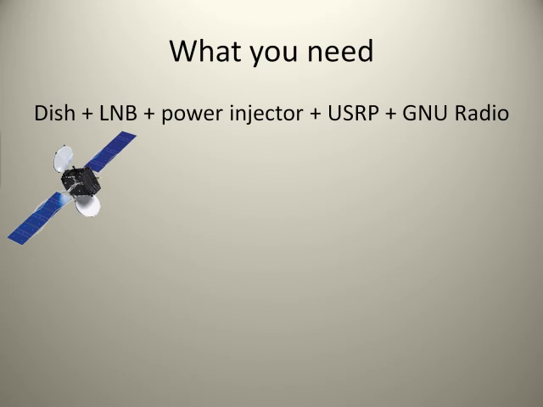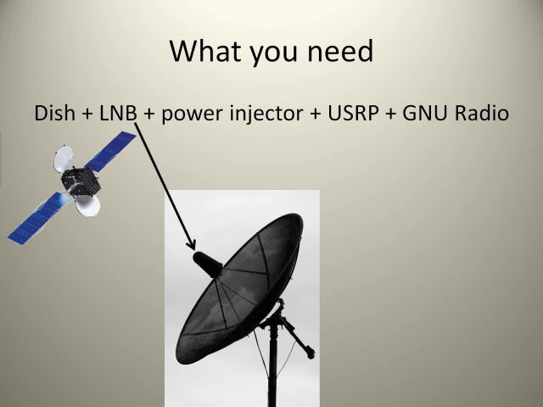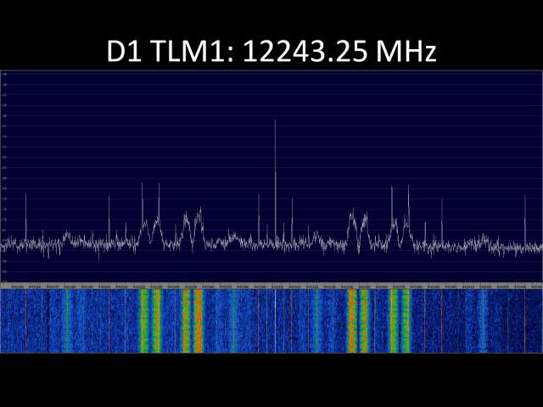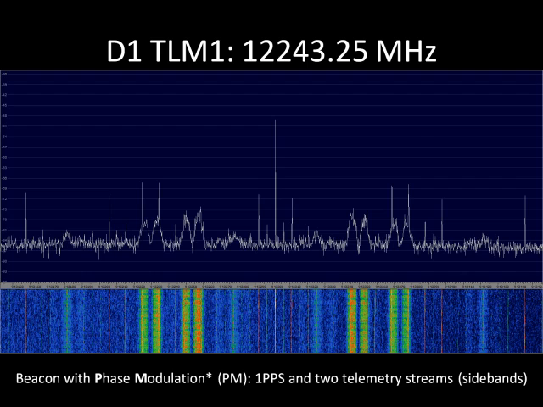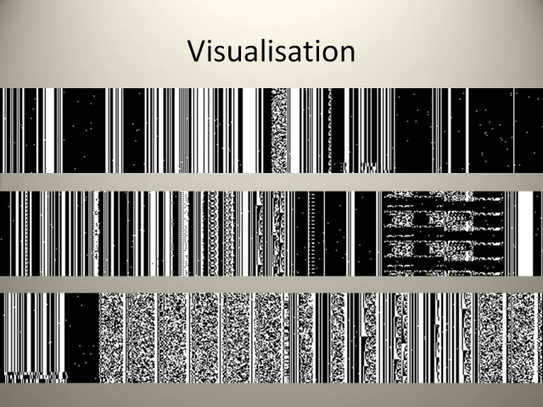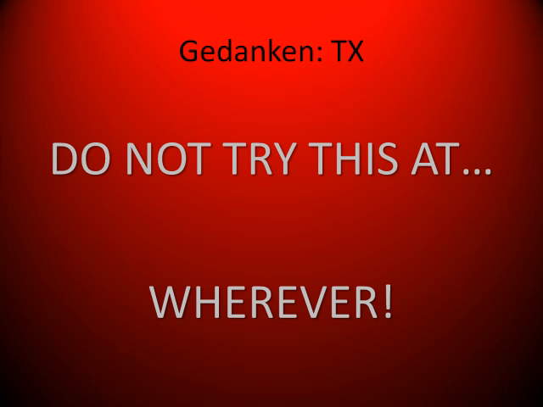And what do you need? Well, you need a dish, and you need the USRP and some software. This is actually the telemetry signal from the satellite coming through, nice and clear. You can visualize that, extract some data, but that's for another time. Very quickly, we're not going to read this out, but these are some thought experiments. Do not do this. It will land you in jail.